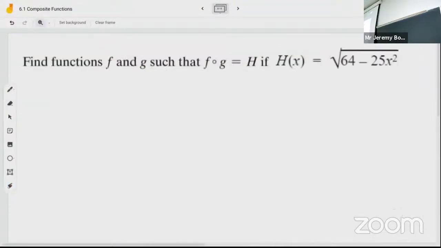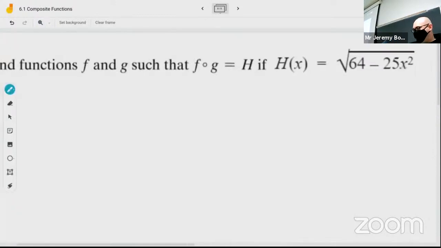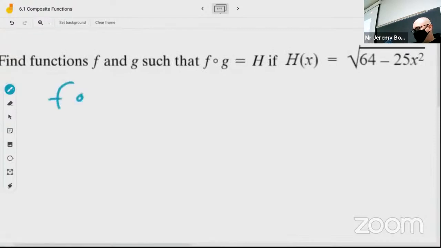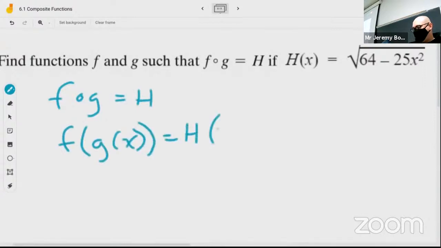We're trying to find functions f and g such that f composed with g is going to make up that function h. Like I said before, there are an infinite number of answers here, so there's really a lot of answers that could be correct. We could talk about a few of them, but remember, if we're saying that f composed with g is equal to h, that means that f of g of x is equal to h of x. That means that g of x is an inner function. So what did y'all pick for g of x?